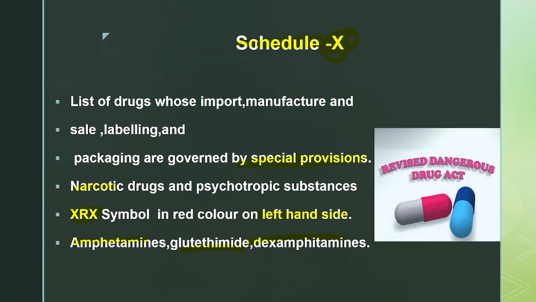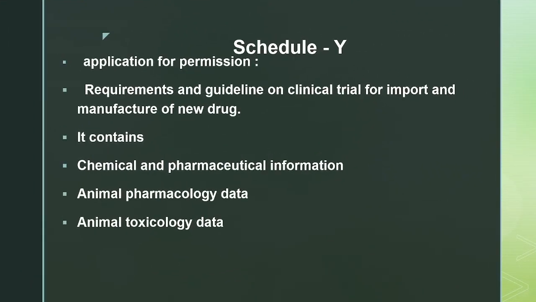Next, okay, Schedule Y. What is Schedule Y? Schedule Y mostly deals with the application for permission of clinical trials, guidelines and requirements for the import and manufacture of new drugs. Okay, and Schedule Y mostly deals with the guidelines we need to follow for maintaining clinical trials. It mostly contains chemical and pharmaceutical information.